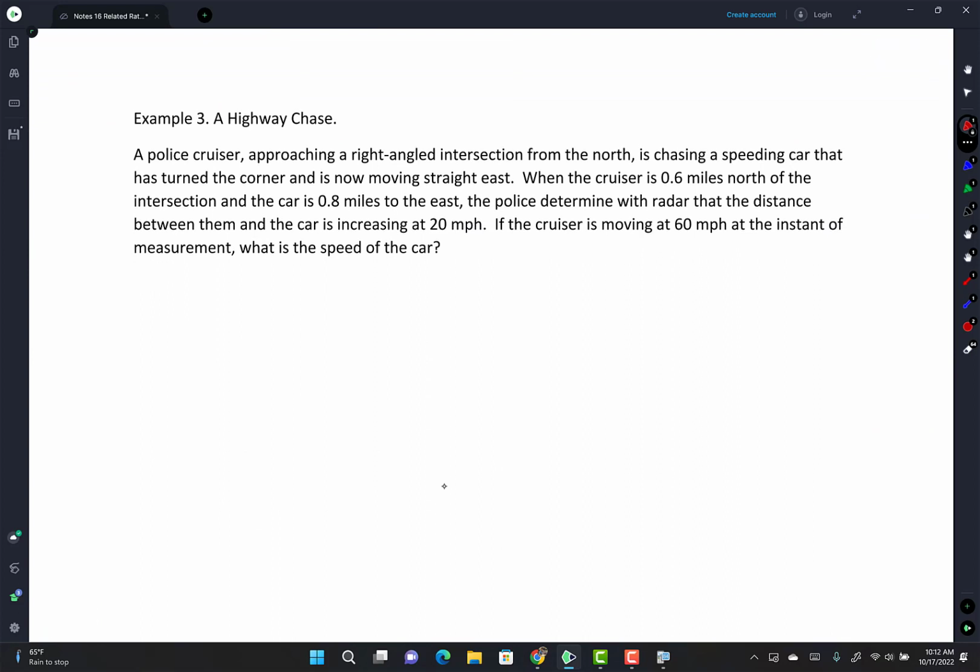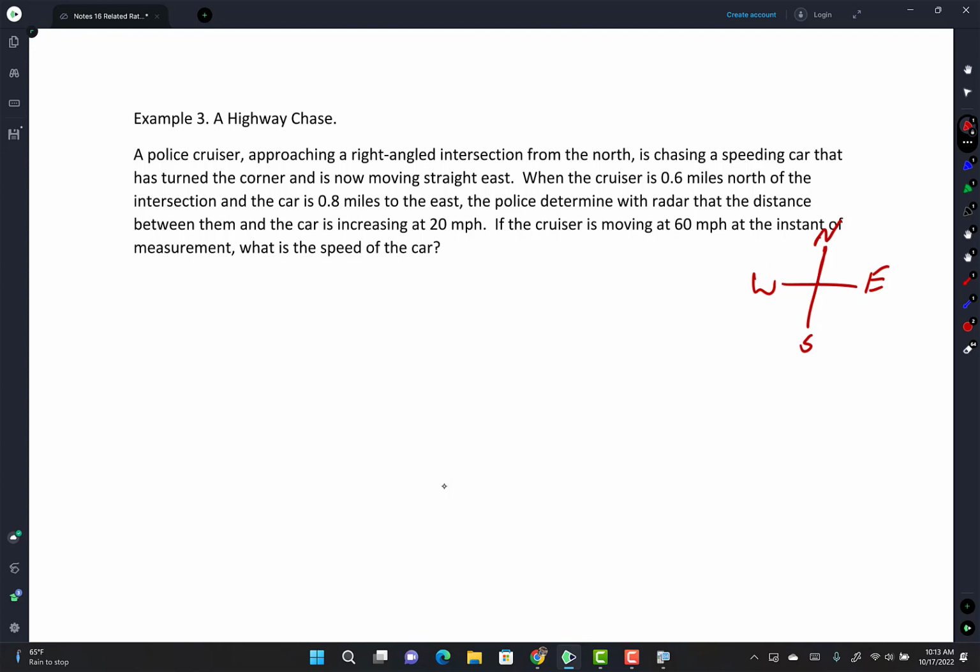This is why related rates are so useful. Look at this question. A police cruiser approaching a right-angled intersection from the north is chasing a speeding car that has turned the corner and is now moving straight east. So north, south, east, west. When the cruiser is 0.6 miles north of the intersection and the car is 0.8 miles to the east, the police determine with radar that the distance between them and the car is increasing at 20 miles per hour. If the cruiser is moving at 60 miles per hour at the instant of measurement, what is the speed of the car? So we want to know the speed of the bad guy.